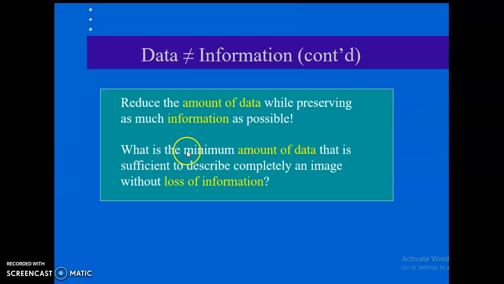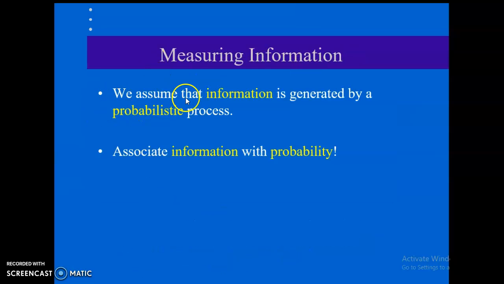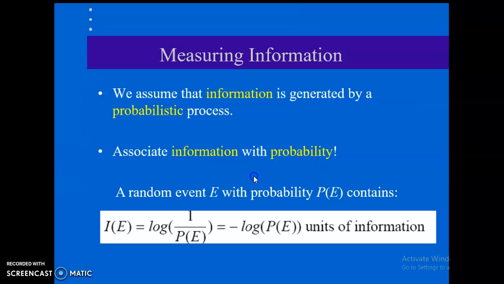What is the minimum amount of data that is sufficient to describe completely an image without loss of information? We know how to measure the amount of data in an image, but how do we measure the information content of an image? Measuring information: we assume that information is generated by a probabilistic process. Associate information with probabilities. A random event E with probability P(E) contains I(E) = log(1/P(E)) = minus log P(E) units of information. Note I(E) = 0 when P(E) = 1.